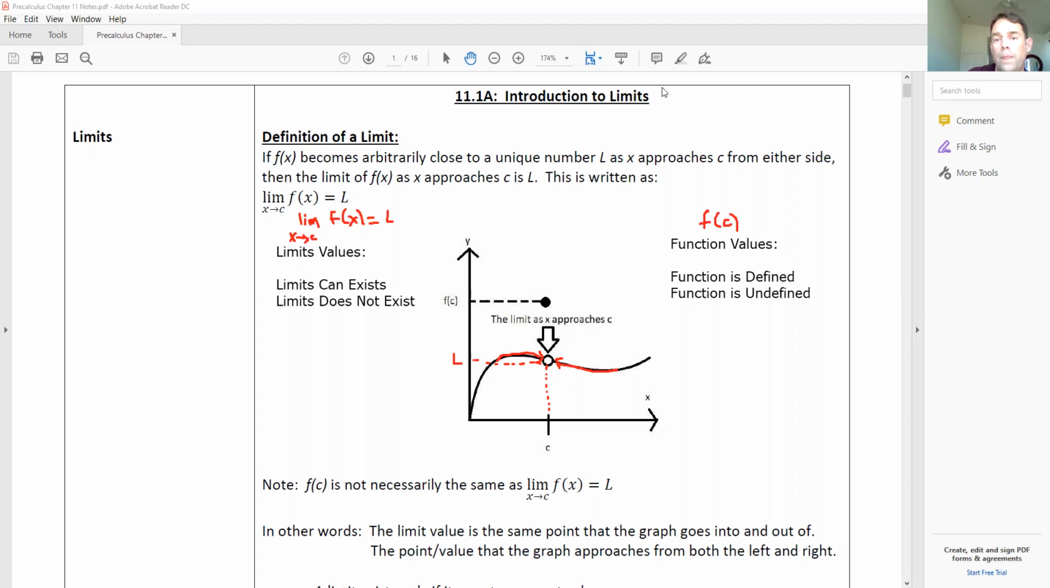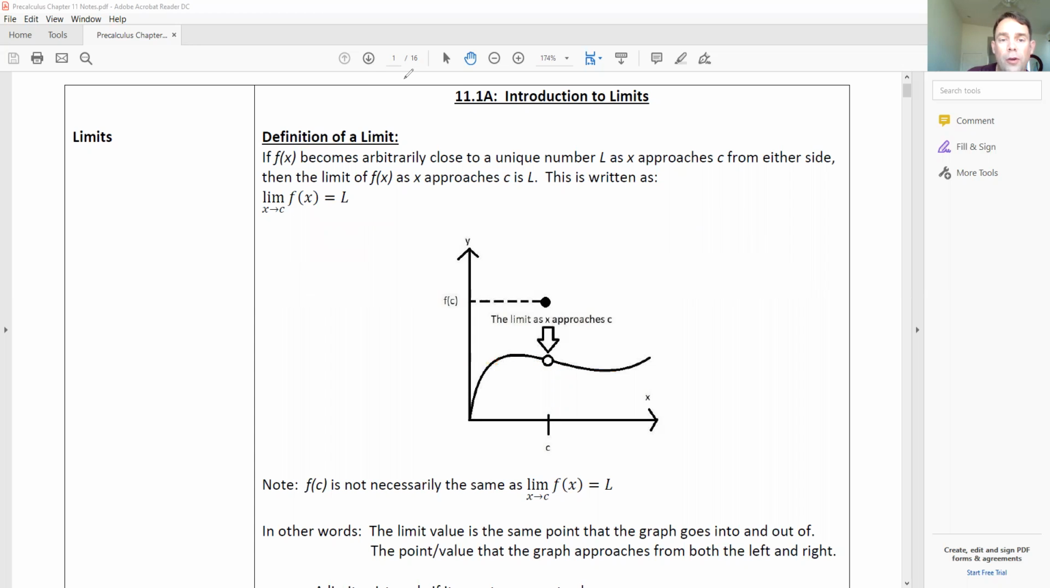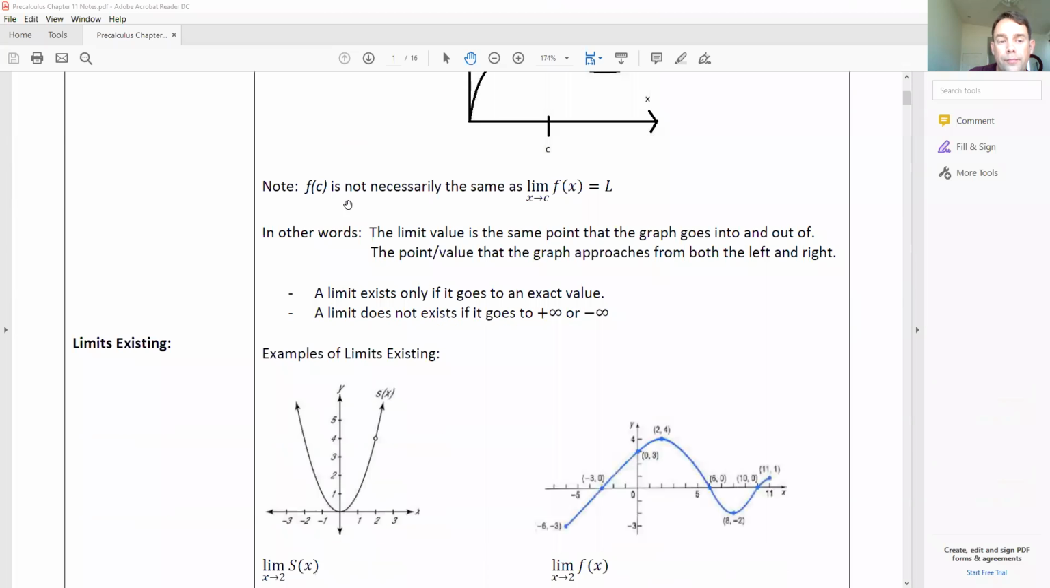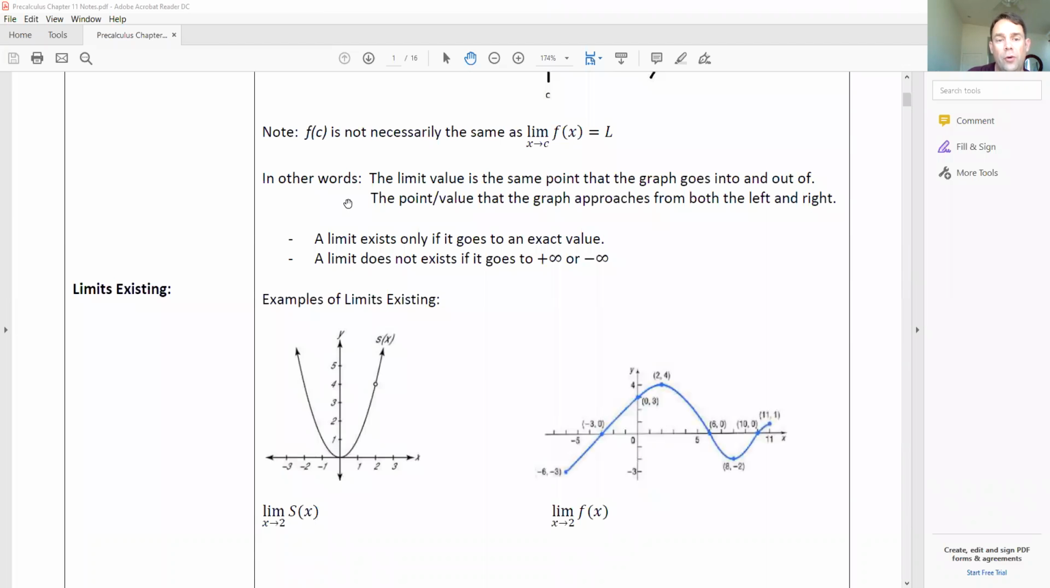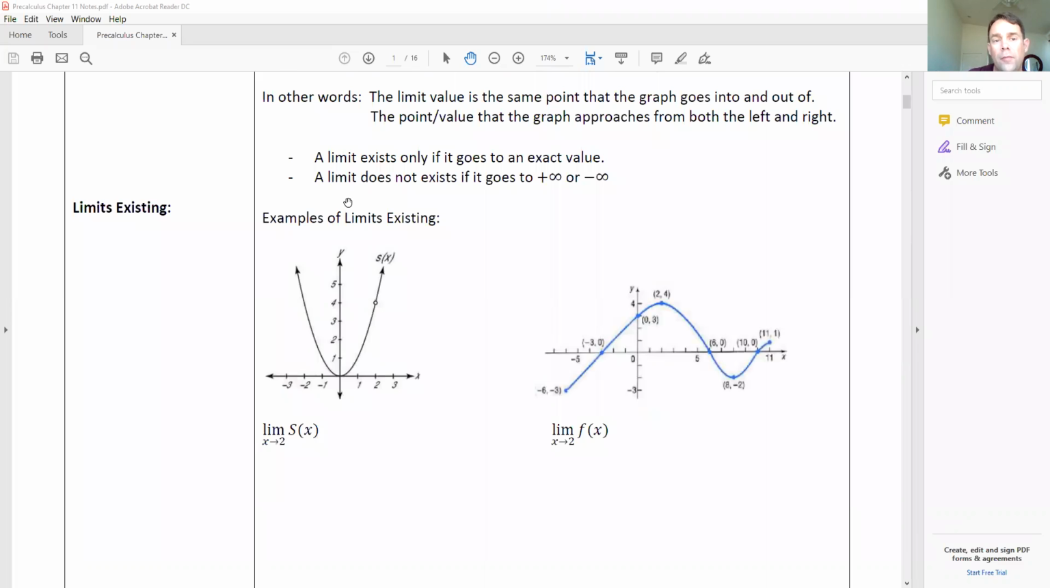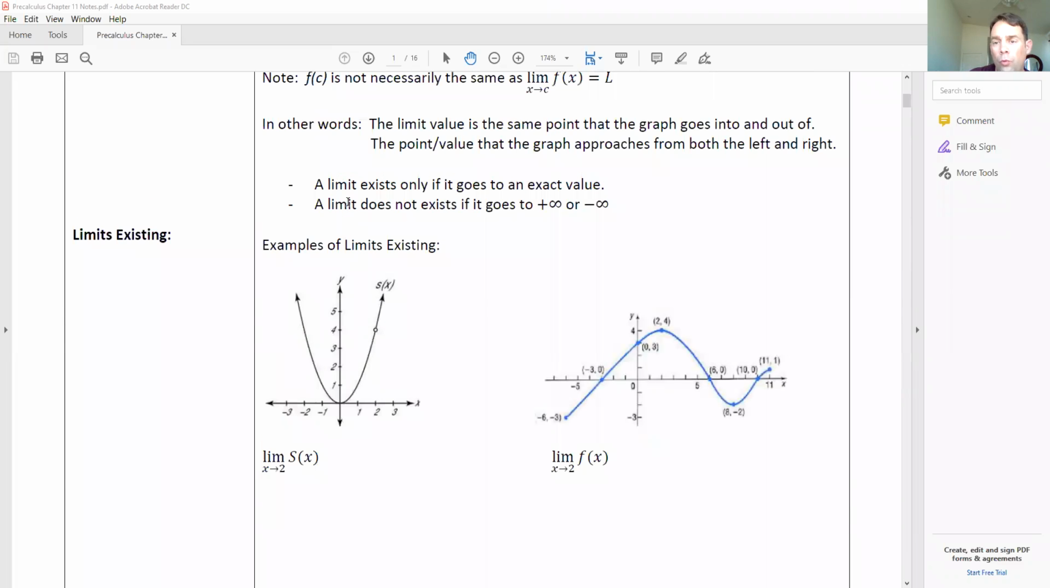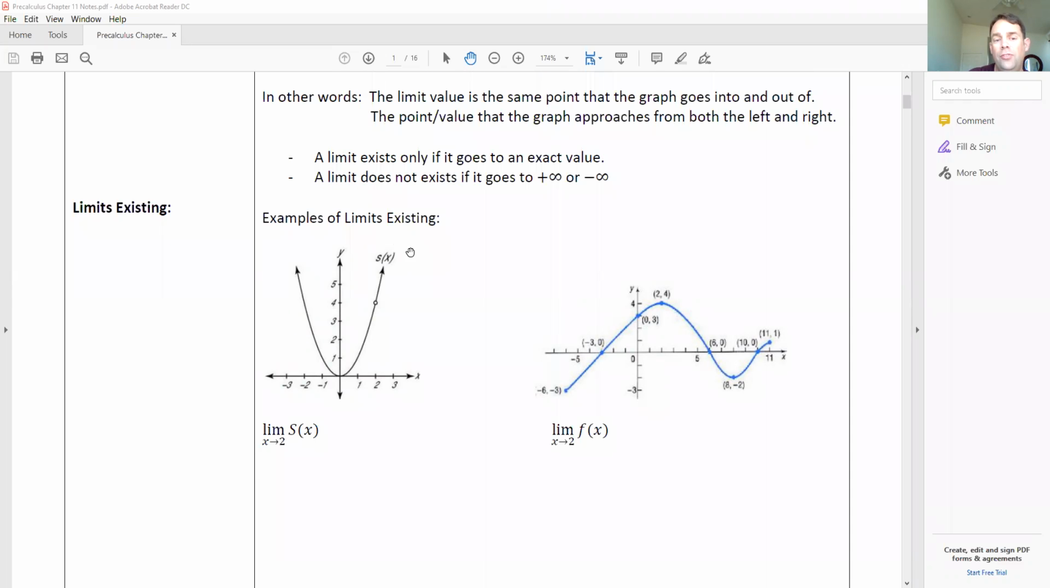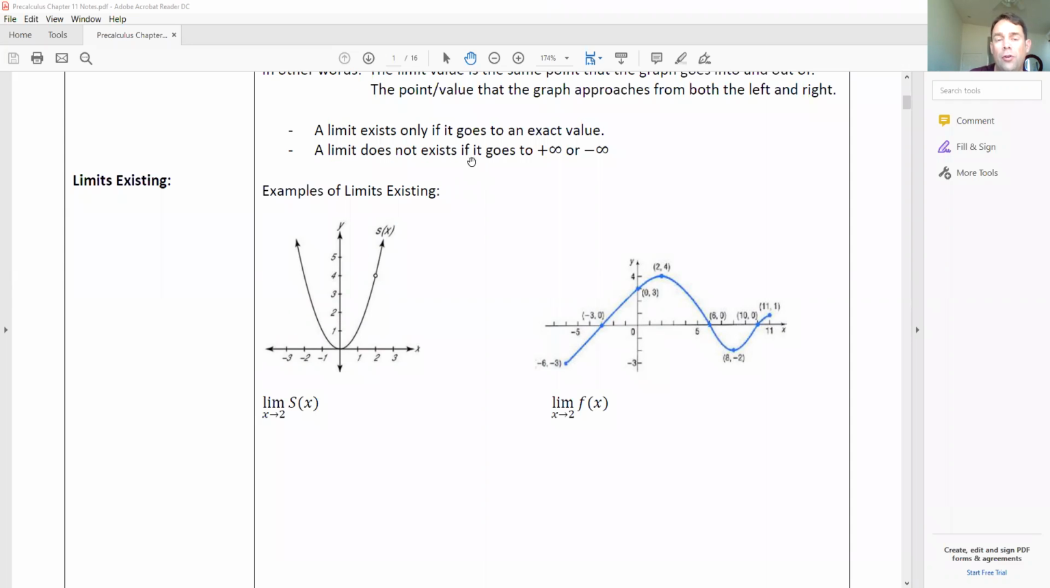As we keep going on here, we're going to be dealing with what a limit actually can go to. A limit exists when it goes to an exact value. Now it can be either a hole or it can be a function value.